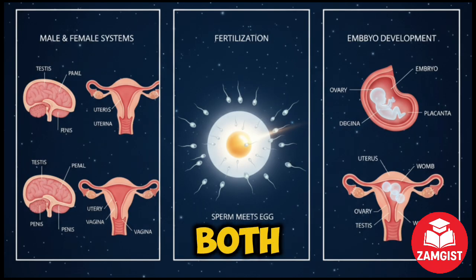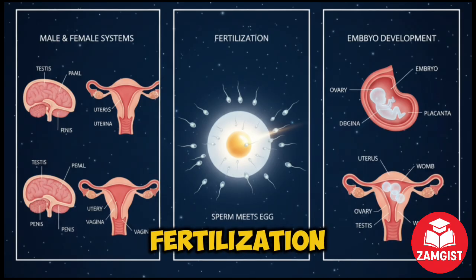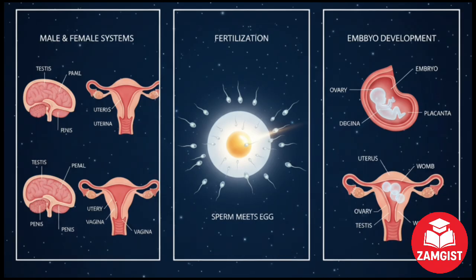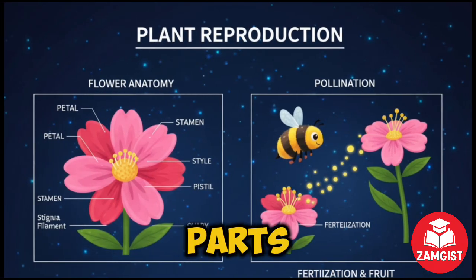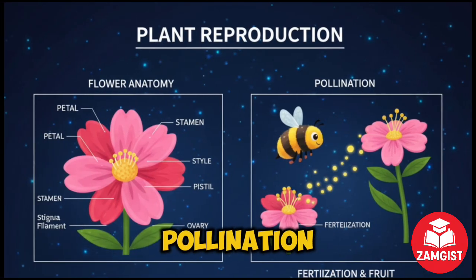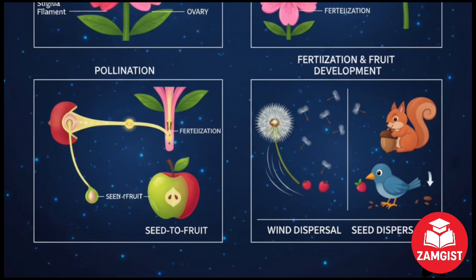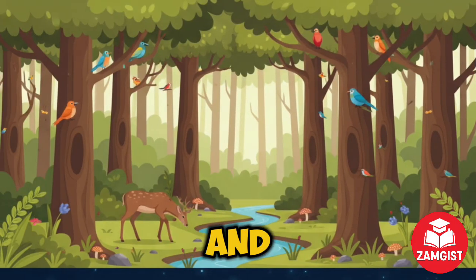Reproduction is important both in animals and in plants. In animals, know the male and female reproductive systems, fertilization, embryo development, birth, and birth control methods. In plants, you must study the parts of the flower, types of pollination, fertilization, seed and fruit formation, and seed dispersal.